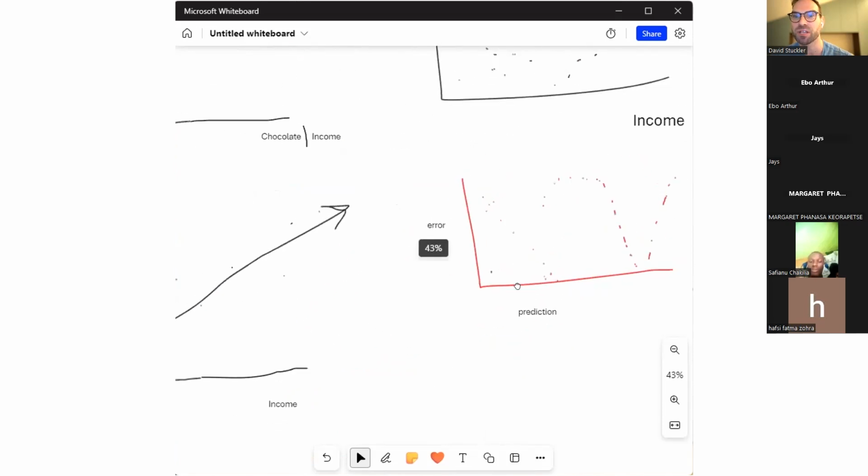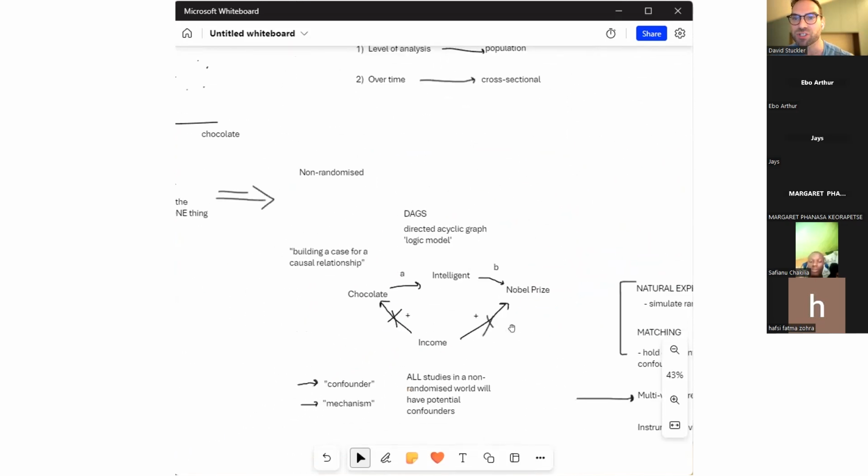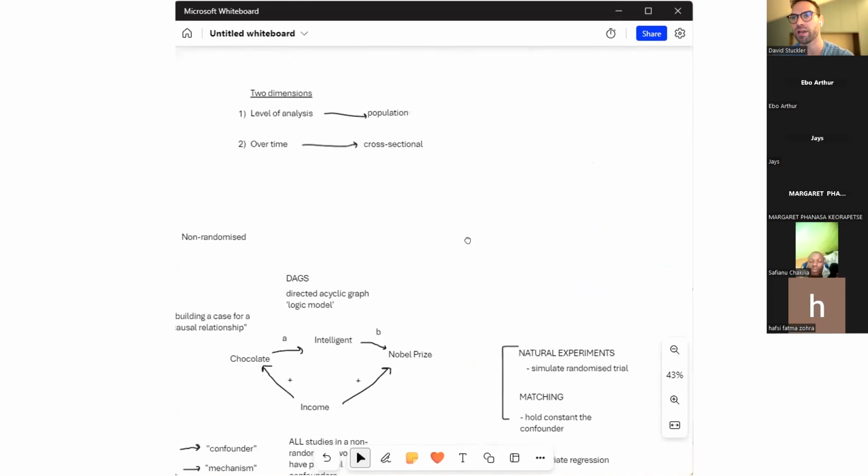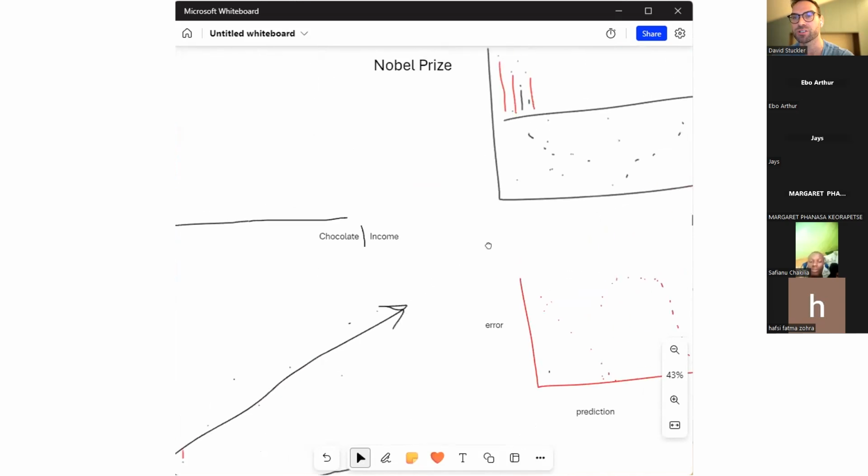You haven't done a good job dealing with this confounder. What happens? You haven't blocked this pathway. You haven't done a good job blocking, and you could get a false relationship between chocolate and a Nobel Prize. That's why we're doing these regression diagnostics.